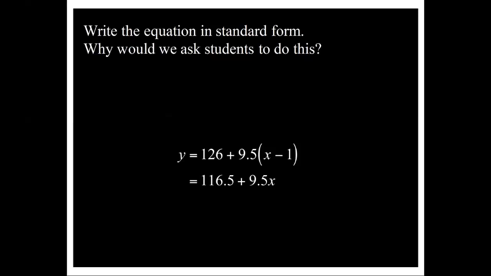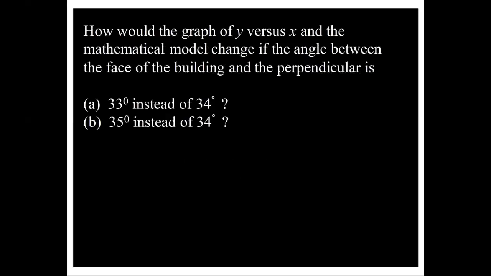So here's another question for your students. Empire set this up with a 34-degree angle. So the angle between the face of the building and the perpendicular is 34 degrees, and the width of each floor goes up by 9.5 feet. What would happen if Empire used 33 degrees or 35 degrees or 40 degrees or 50 degrees or 10 degrees? How would everything change? You might want to build a dynamic model in Inspire, where you could move the building to increase or decrease the angle. But it's a nice question where we're playing with the original data.